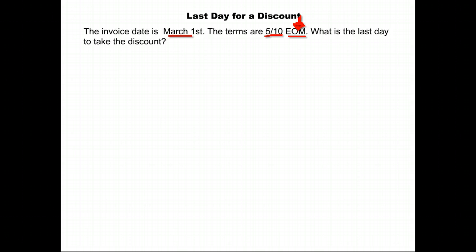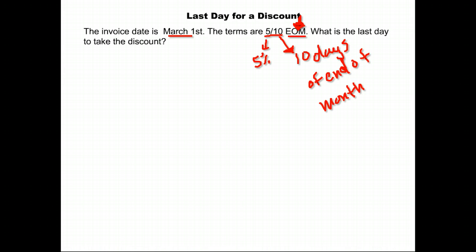So here we go. The terms are 5/10. This first number, remember, is the discount. You get a 5% discount if you pay within 10 days of the end of the month. Okay, so anytime it has that EOM, that's what it means, within 10 days of the end of the month. What is the last day that you could get a discount for this item?